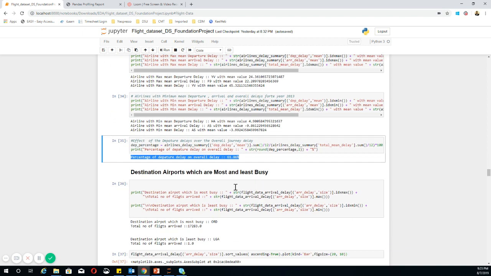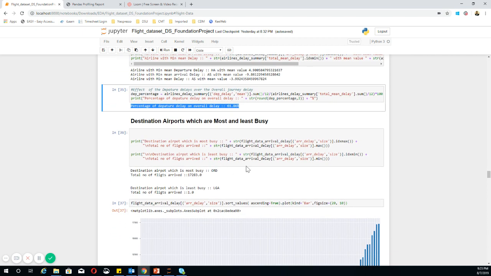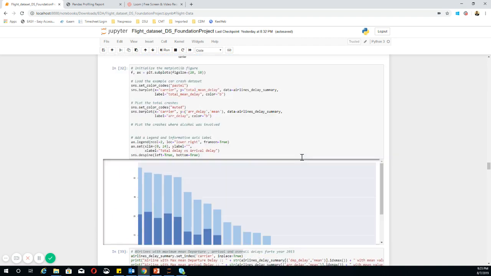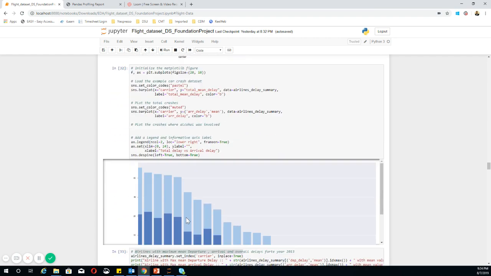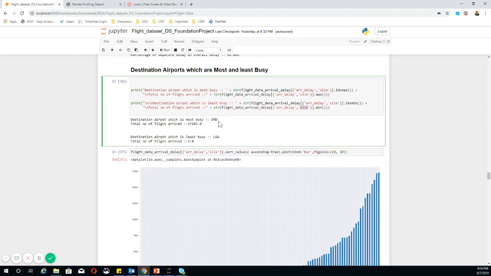Coming to the next block, the destination airports, which are the busiest and the least busy. The analysis is pretty straightforward. We calculated the size for the dataset created above, that is, the number of arrivals for each destination over the year. In this analysis, ORD has the maximum arrivals, whereas LGA, since it is a New York City airport and the data is from New York City, has very few chances of a flight traveling between those airports.